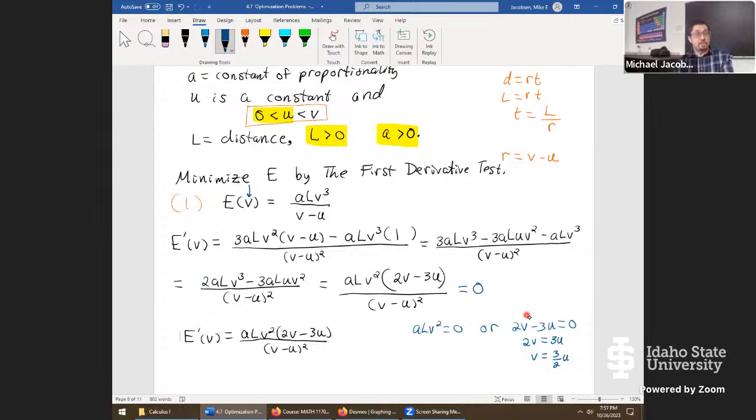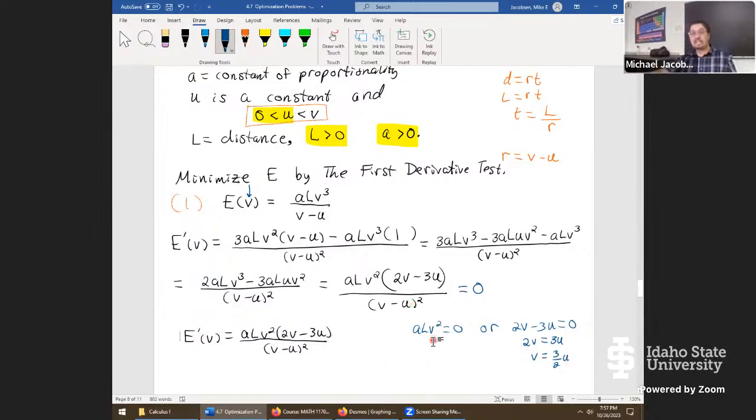If this is all working out, we still have to prove the rest of the steps on the first derivative test. But if it works out, we'll say the fish should swim at a velocity that's 1.5 times the speed of the current to minimize its energy expenditure. Really weird, right? And then they verify experimentally that they in fact do that.